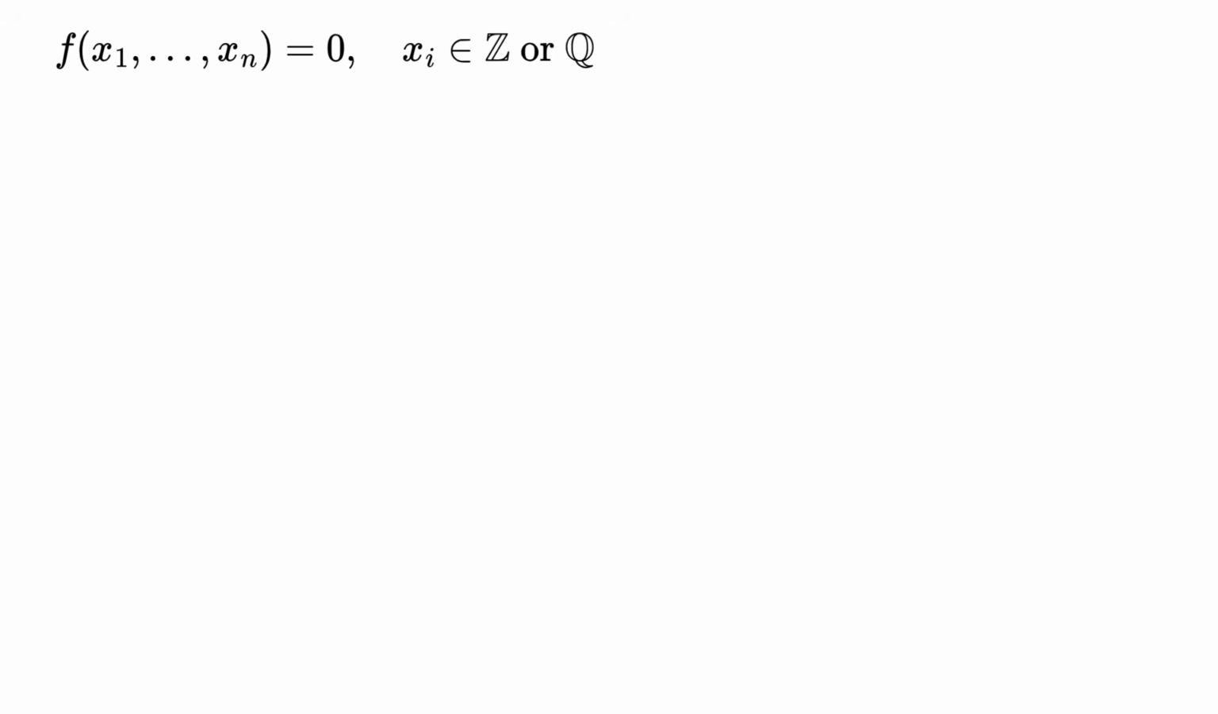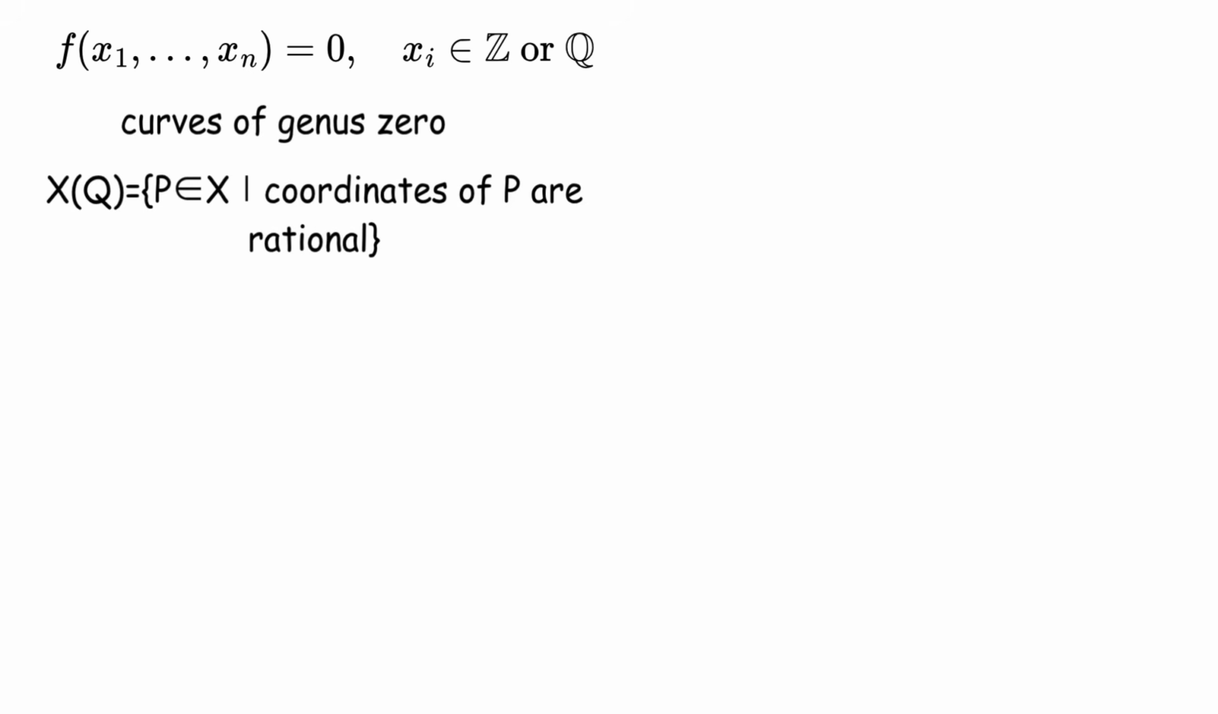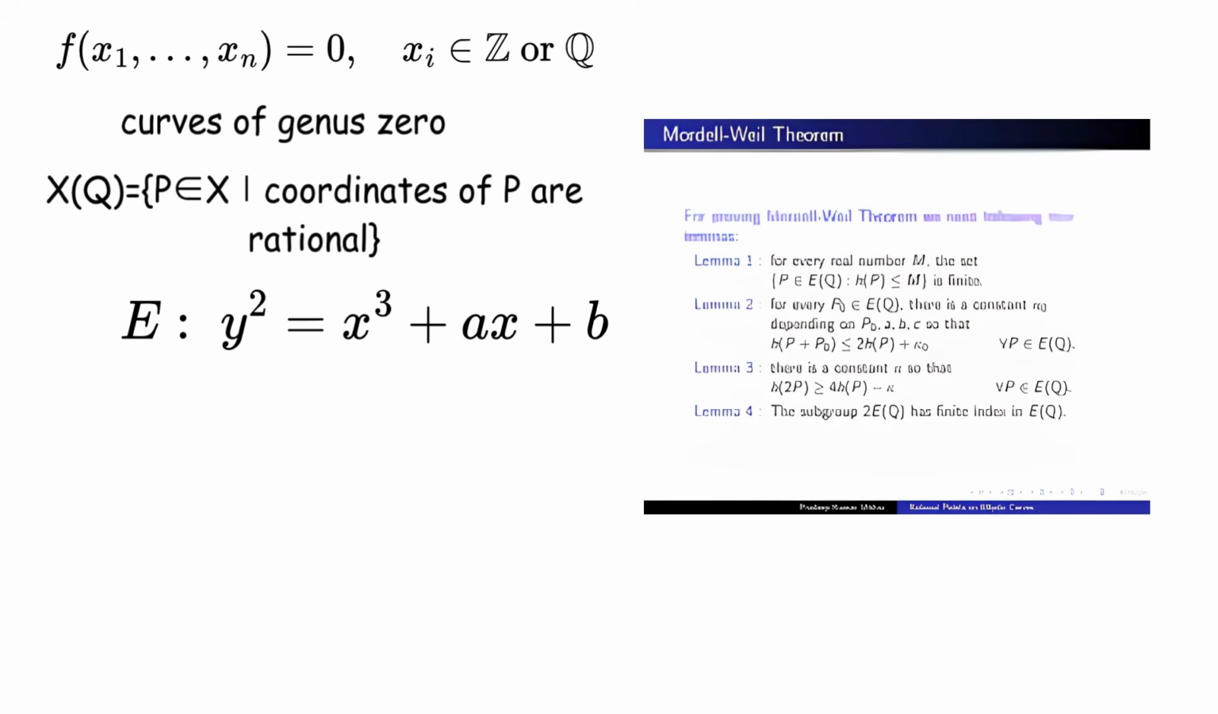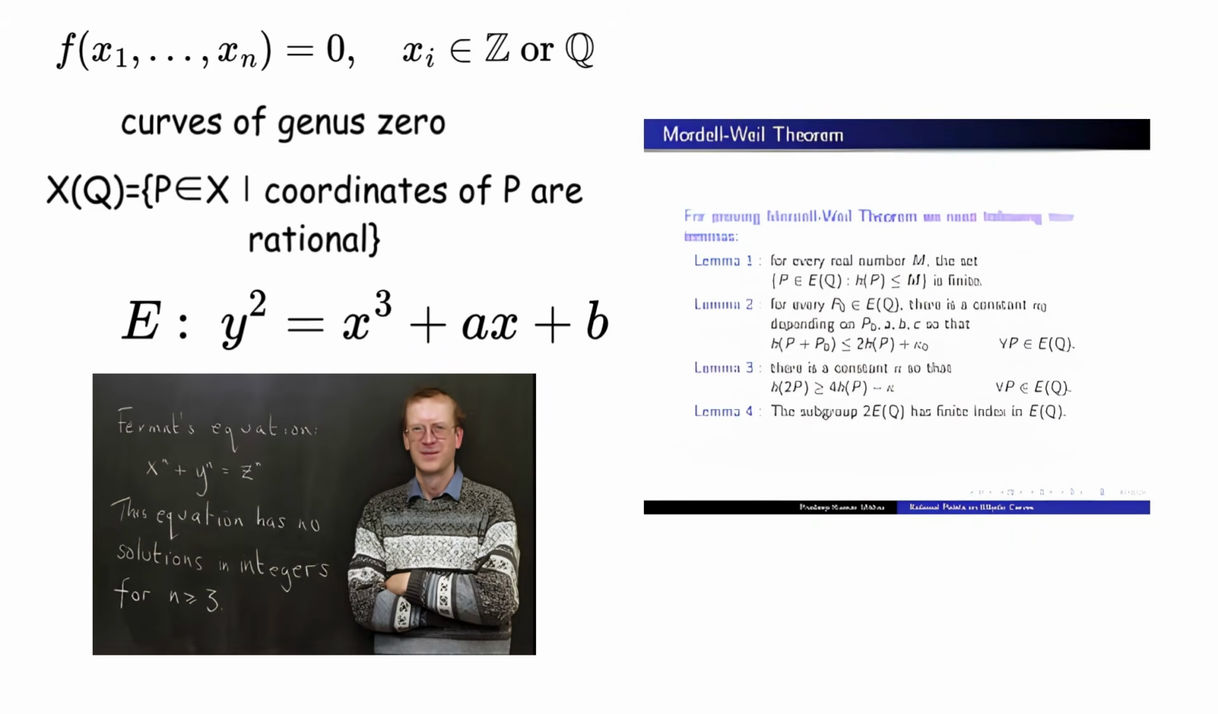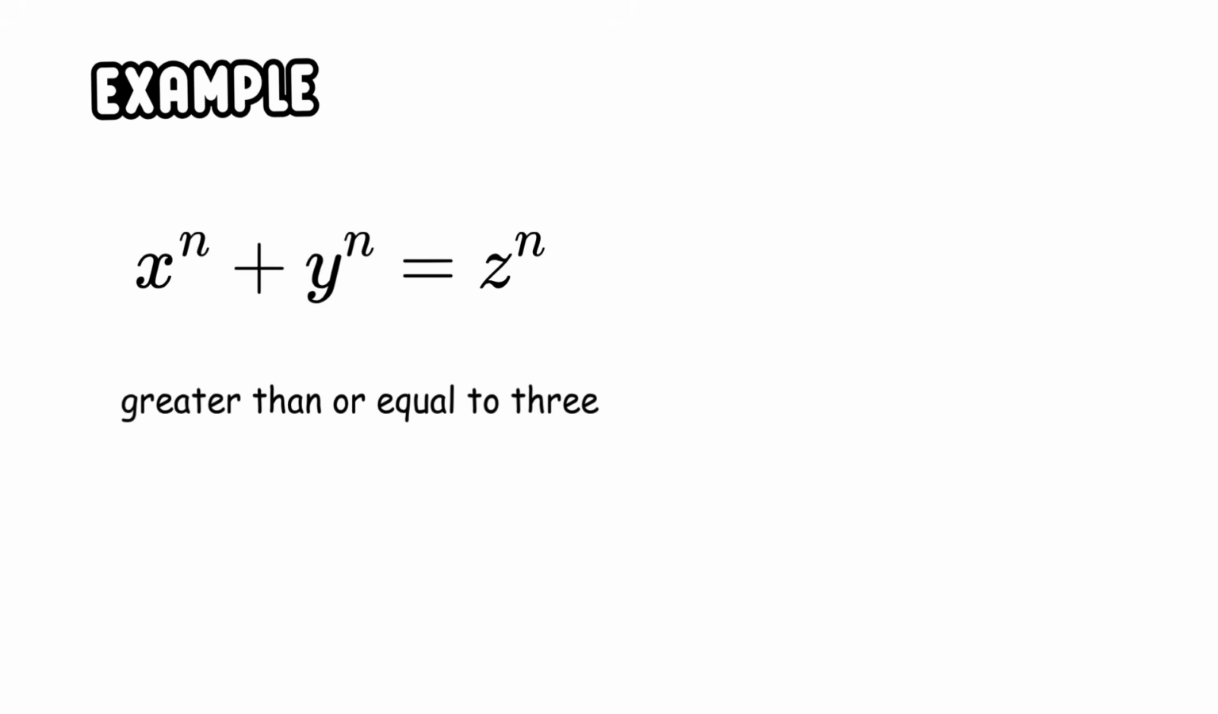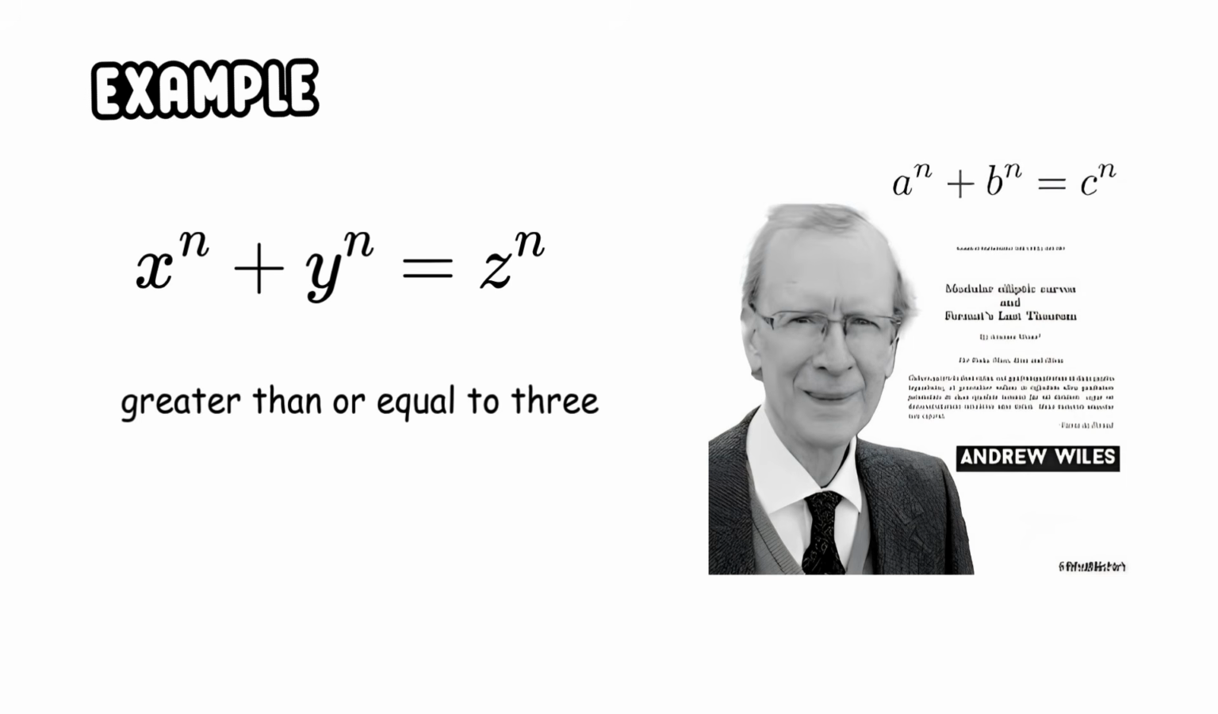Among Diophantine equations, curves of genus 0 typically have infinitely many rational points if any exist. Genus 1 curves, or elliptic curves, possess a finite basis for their rational points by the Mordell-Weil theorem, and curves of higher genus contain only finitely many rational points by Faltings's theorem. A foundational example is Fermat's equation x to the n plus y to the n equals z to the n, whose only integer solutions for n greater than or equal to 3 are trivial, as proven by Andrew Wiles using elliptic curves and modular forms.